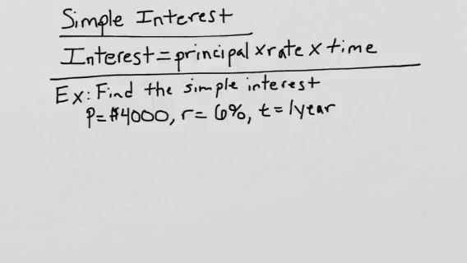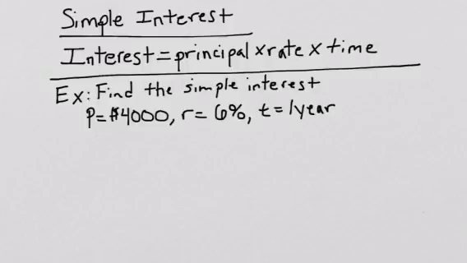All right, so I want us to look at simple interest. Simple interest involves interest calculated only on the principal amount. The formula for simple interest is interest is equal to your principal times your rate times the time. The rate is always expressed as a decimal when calculating simple interest.